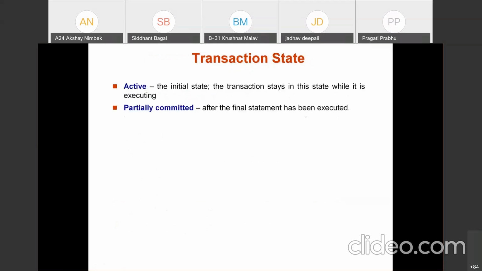Now why do we call it partially committed? Anyone guess? Because the instructions are executed normally in main memory, not on the disk where the database is stored. So after execution of this instruction, the result is still in the main memory. The value of A, 950, and the value of B, 2050, are still in the main memory.